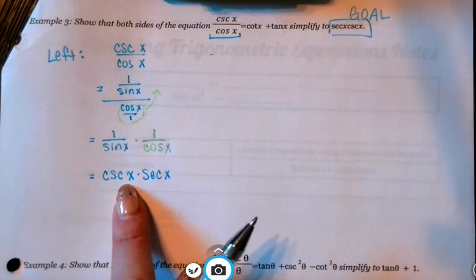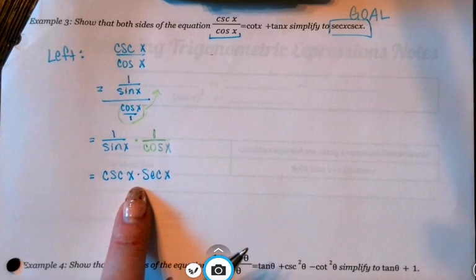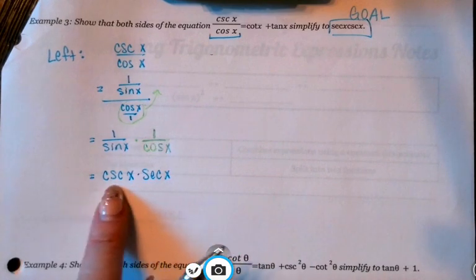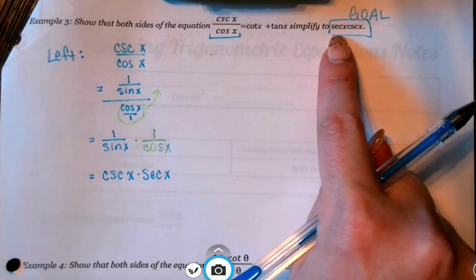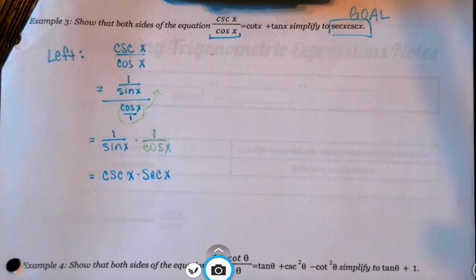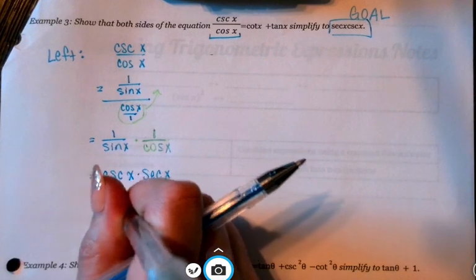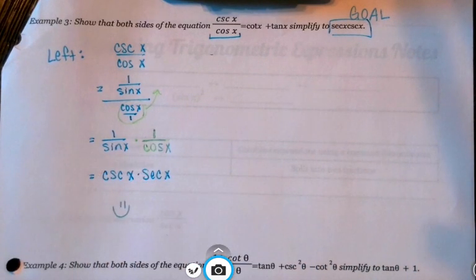And they're being multiplied. So even though these are in a different order, because it's multiplication, order does not matter. We know 2 times 3 is the exact same thing as 3 times 2. So getting cosecant times secant does in fact match what we were trying to get to. And so we just showed that the left side does in fact simplify to give me secant times cosecant.